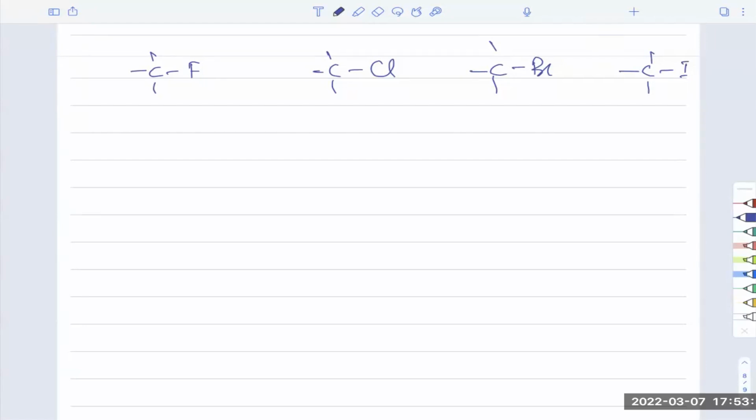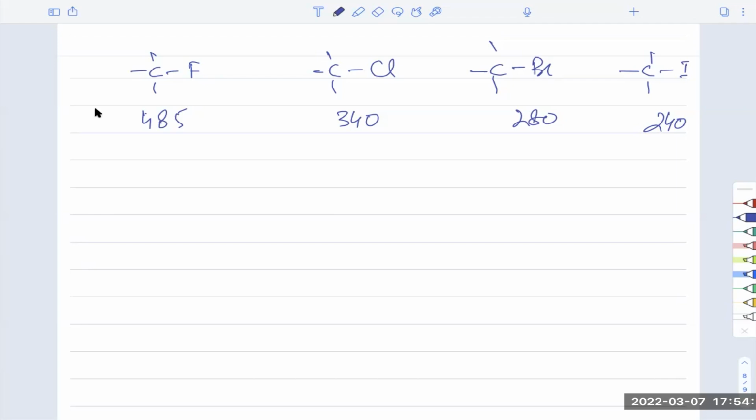In fact, if you look at bond energies, this makes sense. This basically explains why the bond energies are the way they are. So this is 485 kilojoules per mole, and this is 340, this is 280, and this is 240. So you can see that there's a declining trend there. And again, the reason is the same: because the atoms are becoming larger, the bond length is going to be higher, and the bond strength is going to be weaker. So that's what we get.